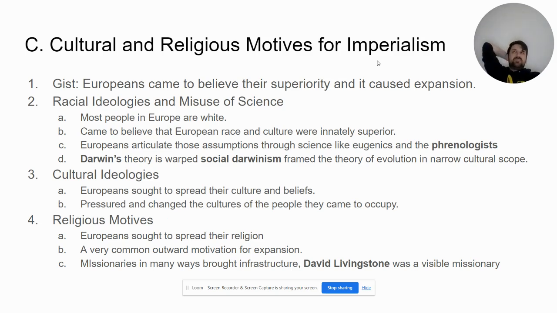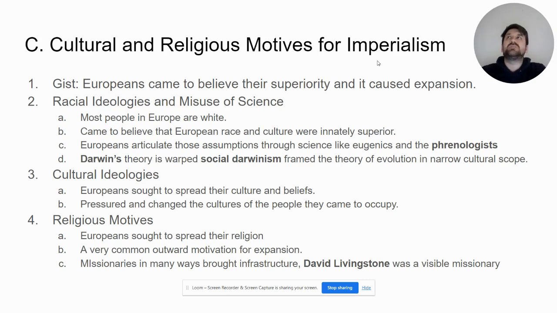So when we talk about the cultural and religious motivations for imperialism, the main thing to think about here would be that Europeans are trying to figure out why this event has occurred, where Europe has become this political center of the world, an economic center of the world, after, you know, the human story up to this point being not that.